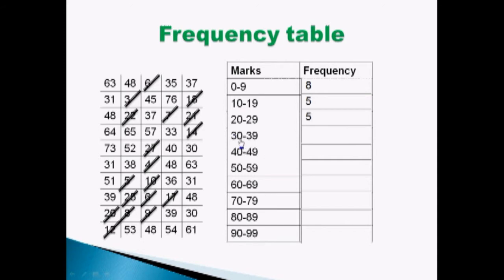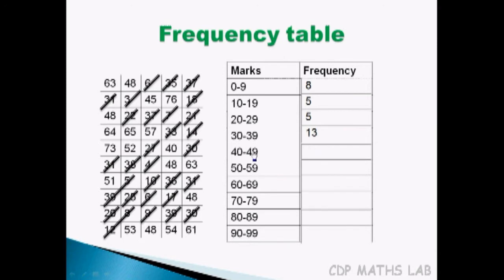Now how many persons scored from 30 marks to 39 marks? That's 1, that's 2, that's 3, that's 4, that's 5, that's 6, that's 7, that's 8, that's 9, that's 10, that's 11, that's 12, and that's 13. So 13 persons scored from 30 to 39.